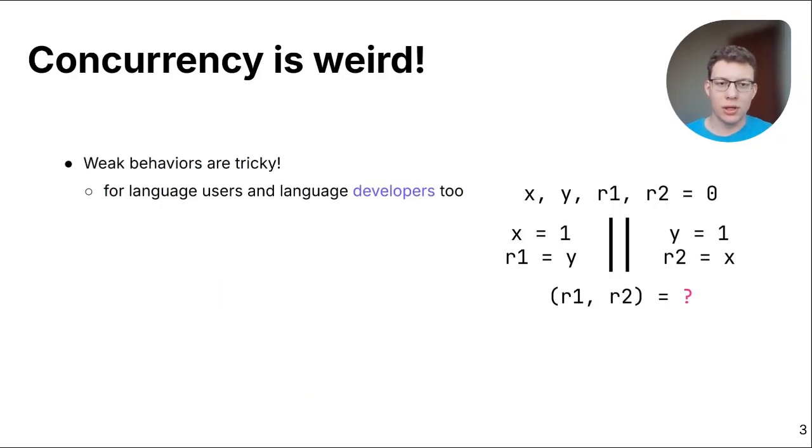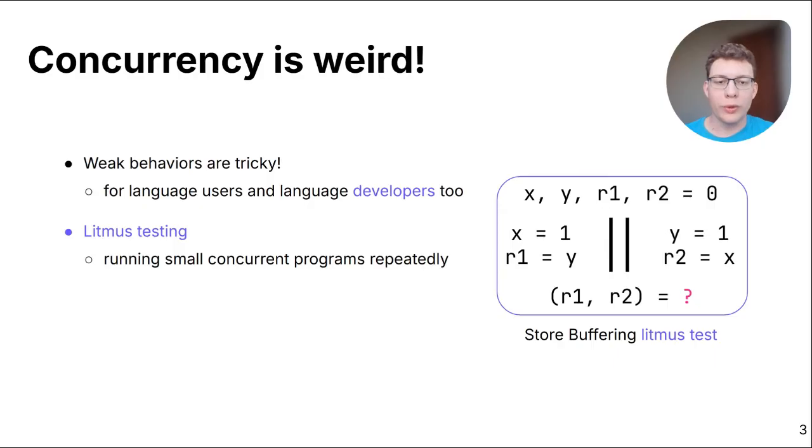As one can imagine, weak behaviors are quite tricky to reason about, and they pose a challenge not only to programmers who write concurrent programs, but also to developers of programming languages. For example, in order to correctly implement concurrency primitives, such as mutexes. Therefore, some form of testing is due. One way to test concurrency is litmus testing. It is somewhat similar to stress testing.